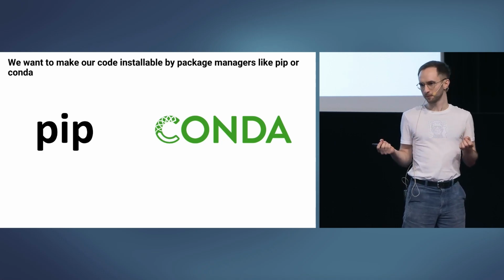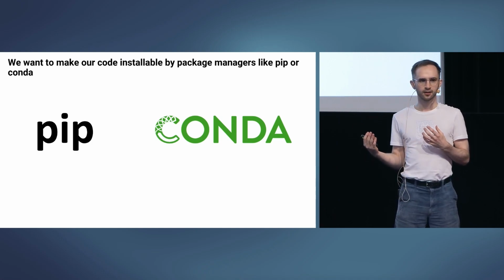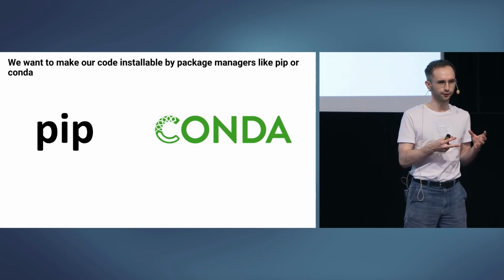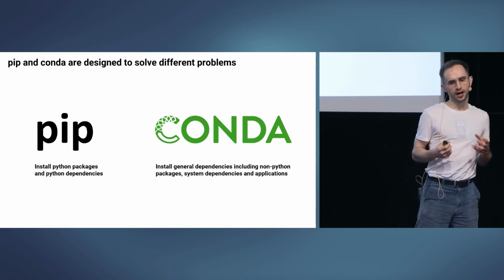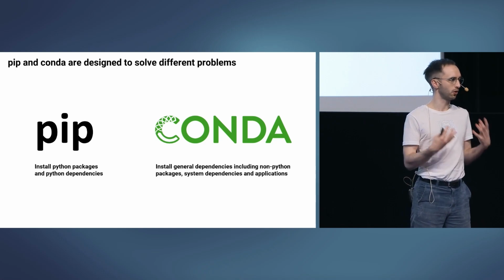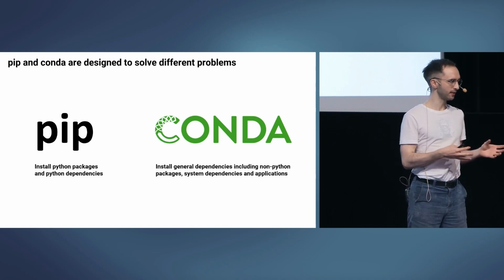Pip is a pure Python package manager. It deals with Python dependencies. And conda is often compared to pip, but I think that's kind of unfair, because they solve vastly different problems. Conda deals with general dependencies and general environments on your system, while pip deals with Python dependencies.